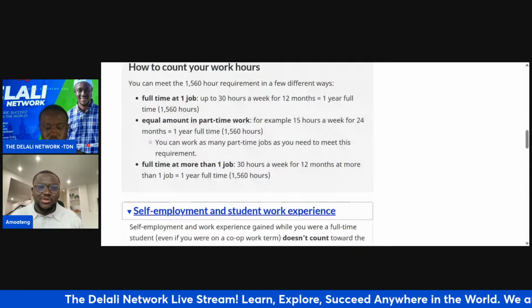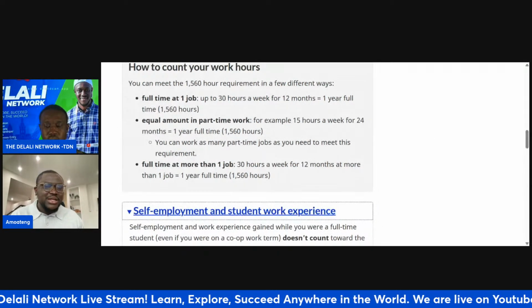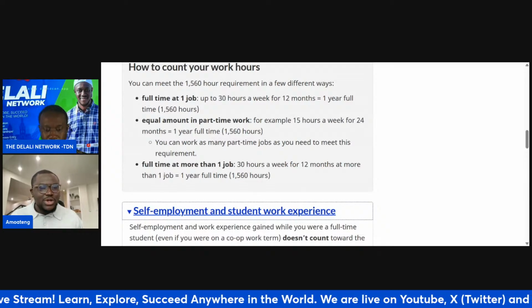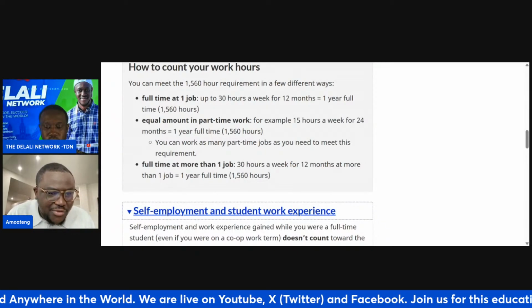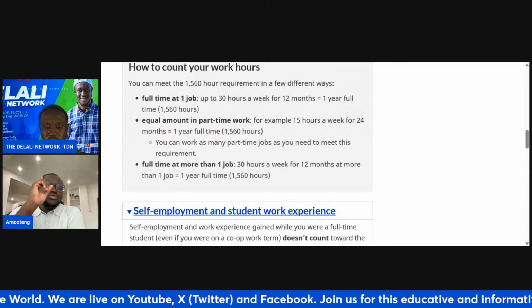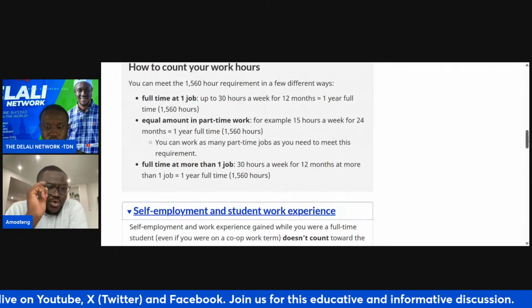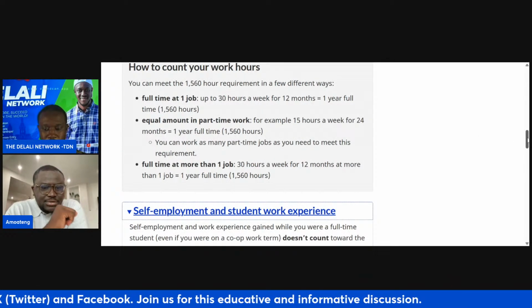So some people may not get the full time. They may do part-time, right? Once you add those hours together, if you are able to accumulate 1,560, it's equal to 1 year of full-time work experience, right?